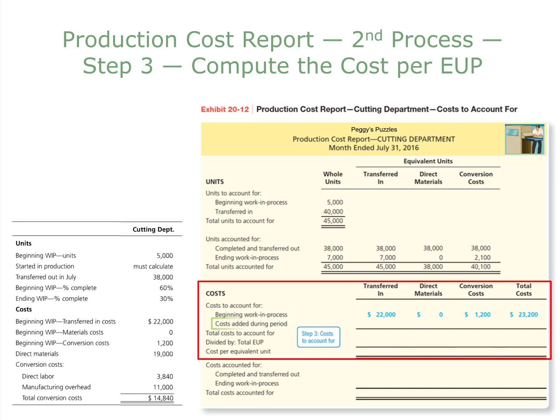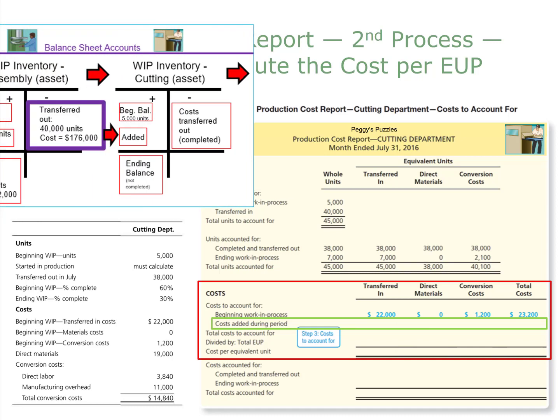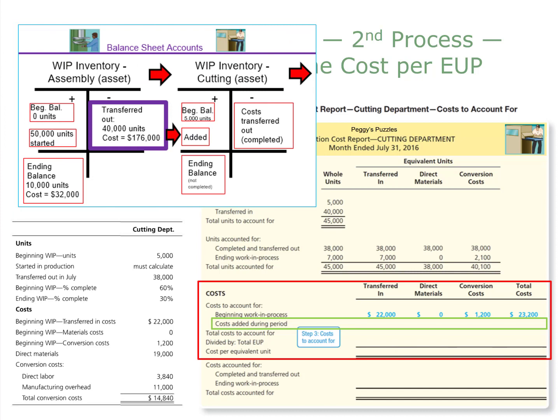Now we move on to the costs added during the period. So the first thing we need are the costs transferred in from the previous process. For that, let's look at the screenshot of our T accounts. Remember, we are now working on the cutting department. So what were the costs of the 40,000 units transferred out of the assembly department and into this, the cutting department? The costs were $176,000.